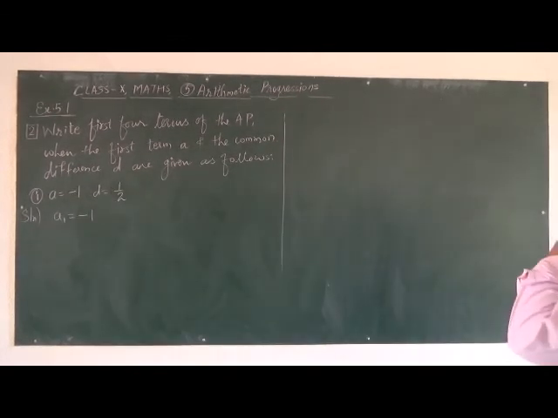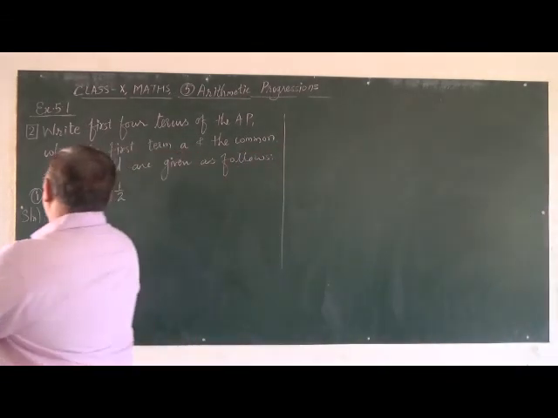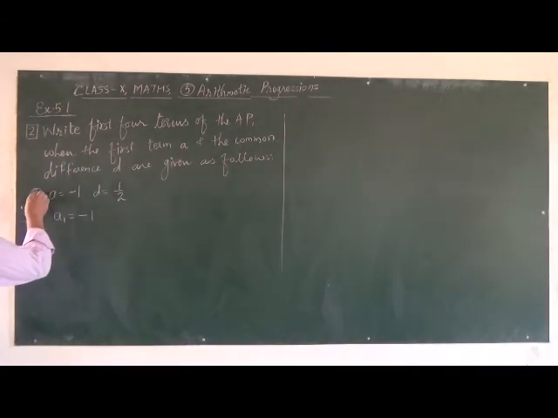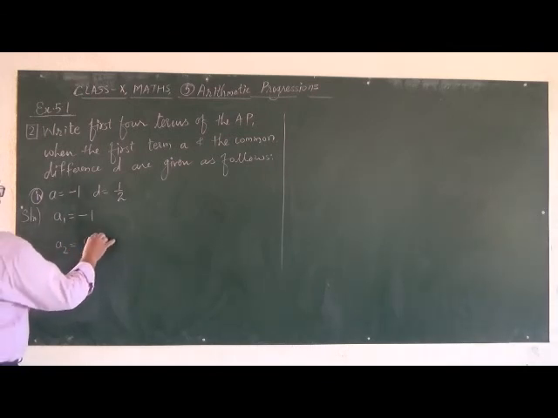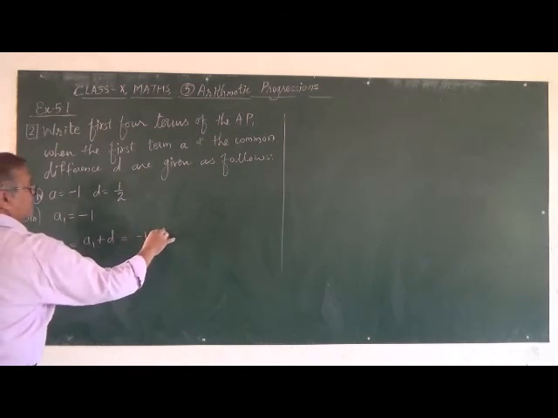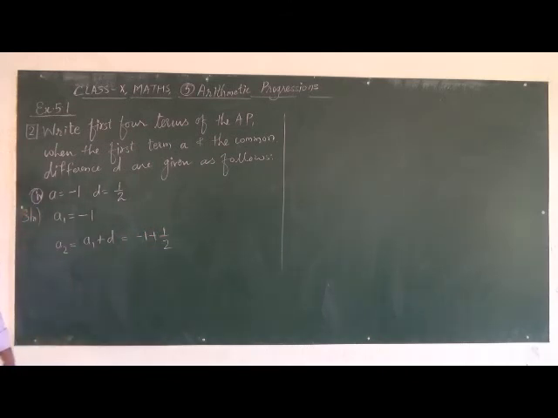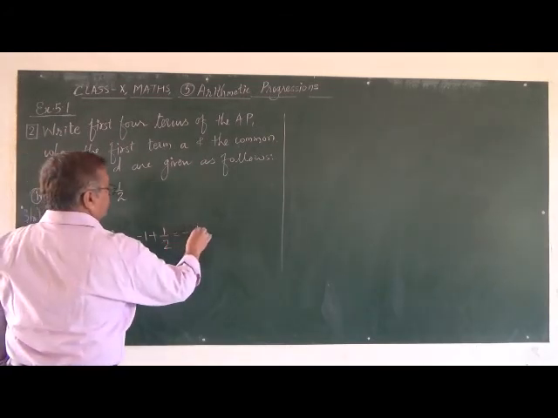Let us see one more sub question. Question number 4. A is minus 1 and D is half. So A1 is equal to minus 1. We want to find the second term. So the second term is A1 plus D. A1 is minus 1 plus D is half. So minus 1 plus half, that is minus half.